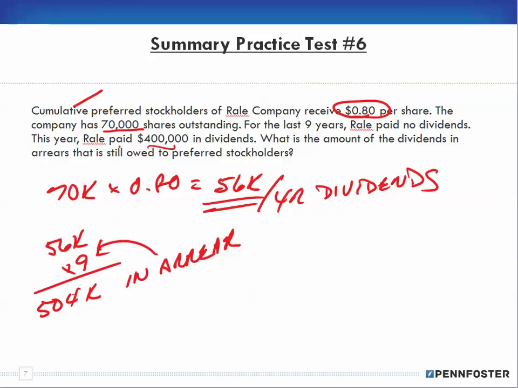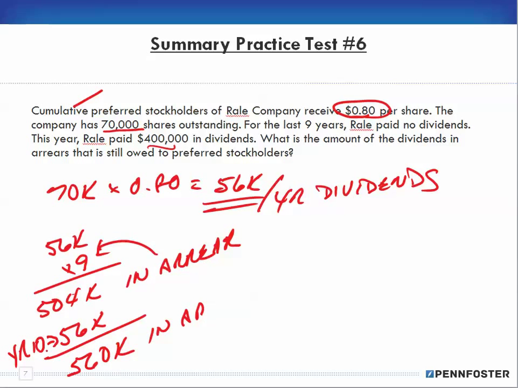Because it's cumulative stock. So this year, which is year 10, they're being paid 400,000 in dividends. Well, that means they also accrue an additional 56,000. So now they're owed $560,000 of dividends. Year 10, they get the 56,000, so now they're in arrears for a full 560,000.